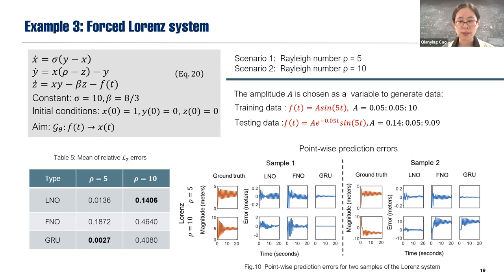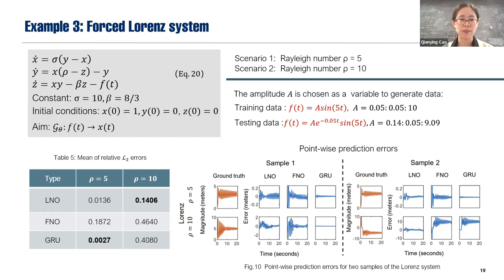The results presented in Table 5 demonstrate that LNO approximates cases 1 and 2 with overall high accuracy. The improvement of the accuracy is more pronounced in the case of rho equals 10. From the second row of figure 10, we can observe that the system has two equilibria. One is at 5, another is at negative 5. LNO is more accurate in systems with multiple equilibria in the responses.